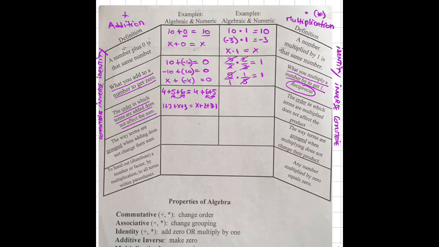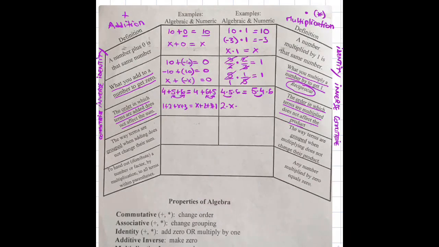Similarly, in multiplication, the order in which terms are multiplied does not affect the product. This means that as long as I have the same numbers, if they change places or commute, this does not affect the product. So for example, 4 times 5 times 6 will give me the same result as 5 times 4 times 6. As you notice, 4 and 5 have changed places. Instead of 4 times 5, now I have 5 times 4. All that happened is that 4 and 5 commuted or changed places.